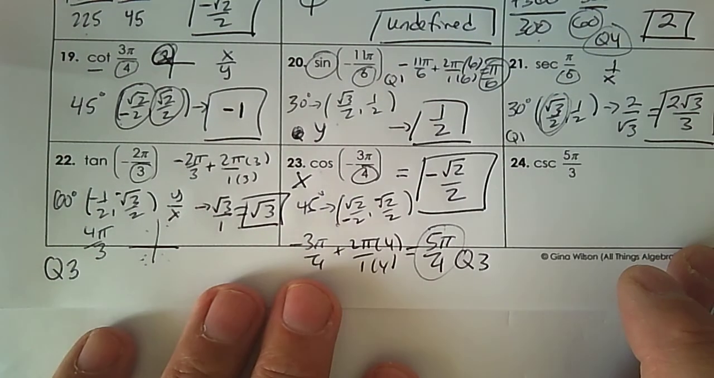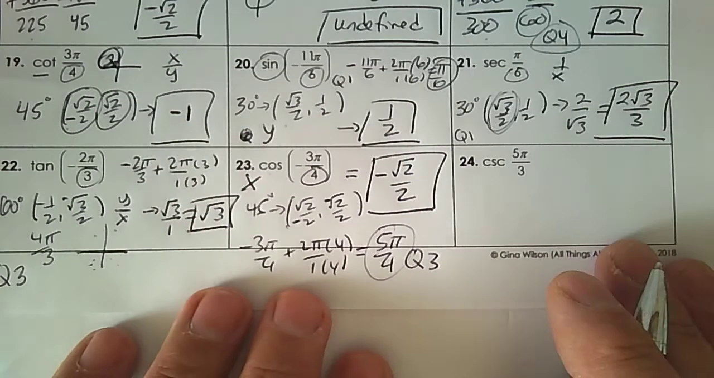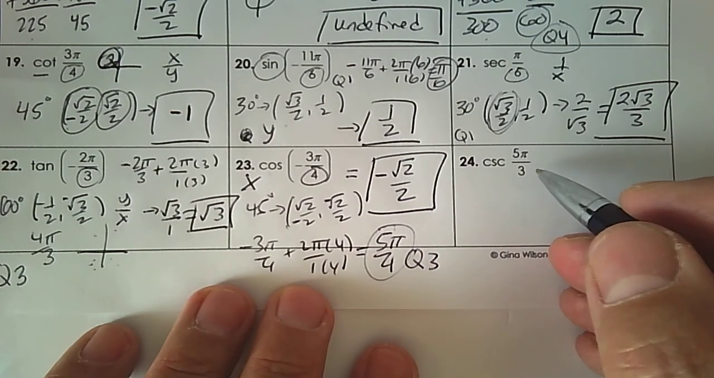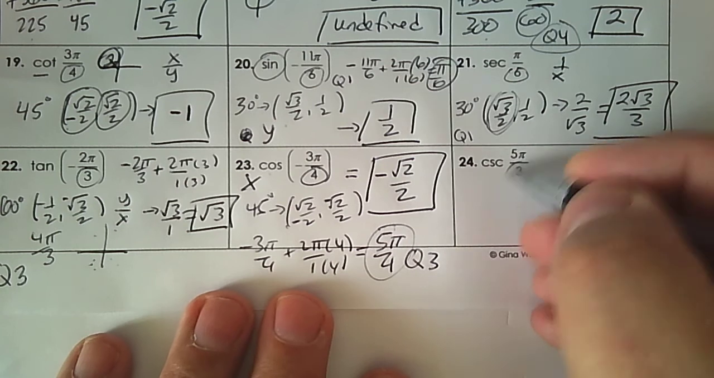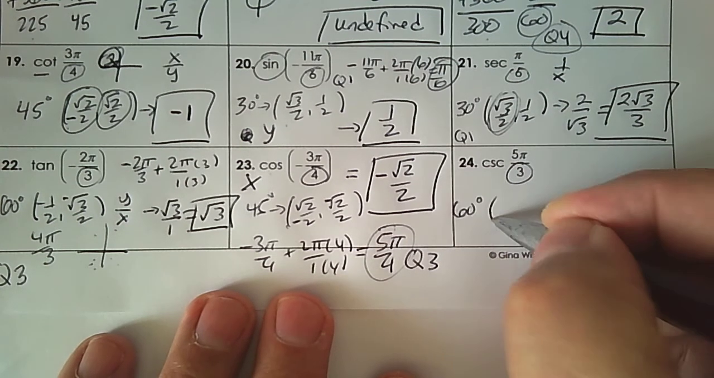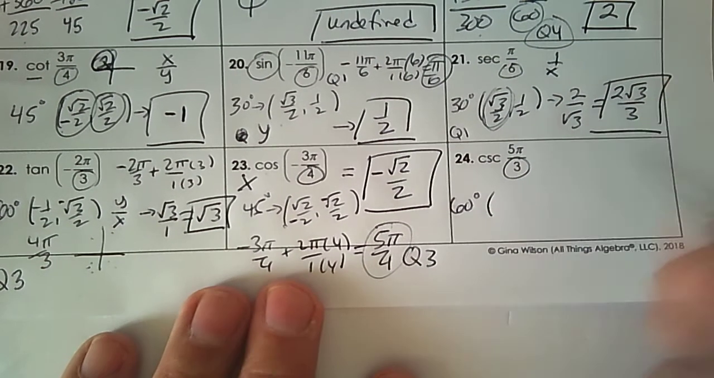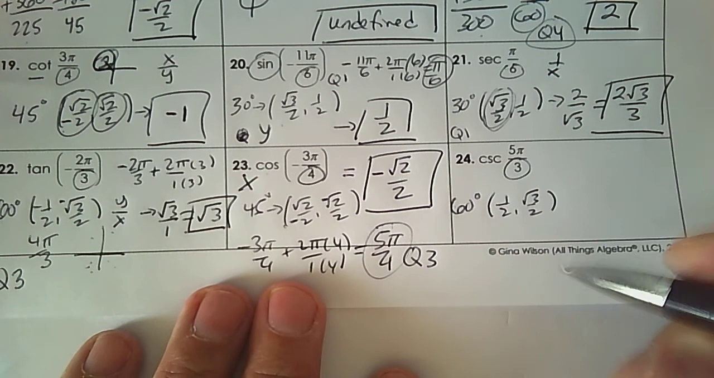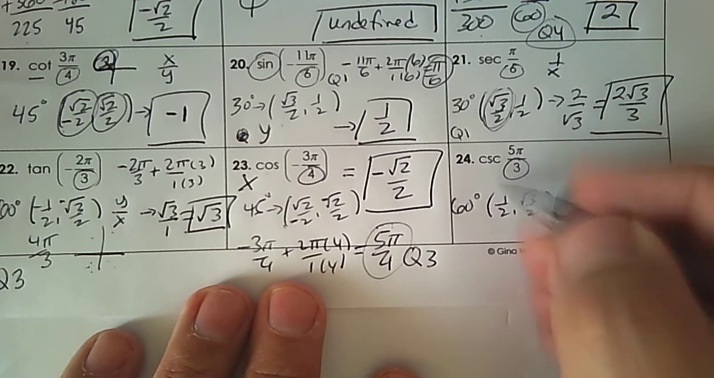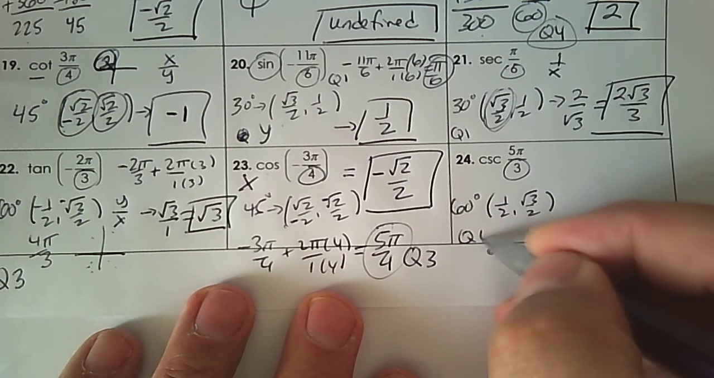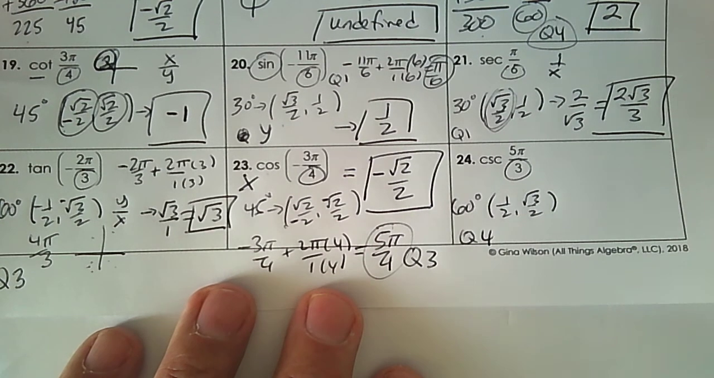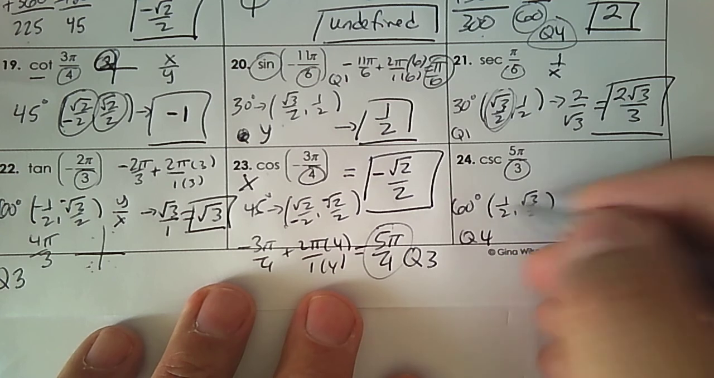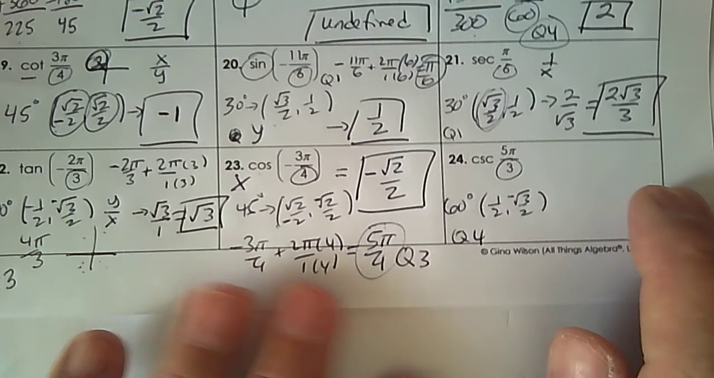All right, last one together. Number 24, cosecant 5 pi over 3. So the 3 in the denominator tells me it's a 60-degree reference angle. That means the point at 60 is 1/2 and root 3 over 2. I need to know what quadrant 5 pi over 3 is in. It's in quadrant number 4. That means the x is positive and the y is negative.